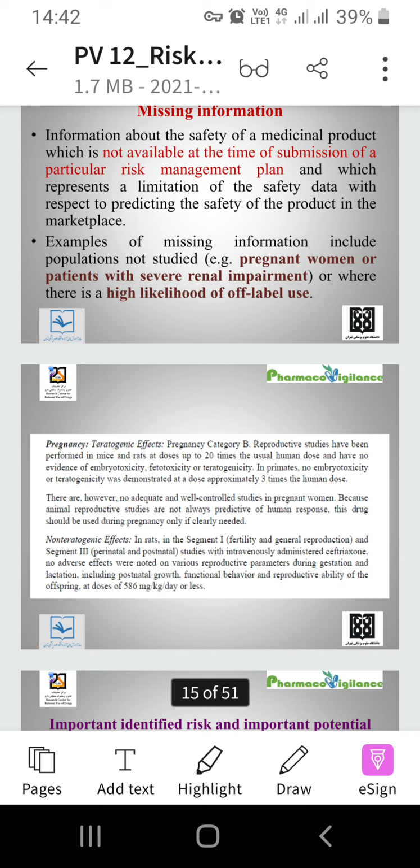Non-teratogenic effects. In rats, in segment 1, fertility and general reproduction, and segment 3, perinatal and postnatal studies with intravenously administered ceftriaxone, no adverse effects were noted on various reproductive parameters during gestation and lactation, including postnatal growth, functional behavior, and reproductive ability of the offspring at doses of 586 mg per kilogram per day or less.